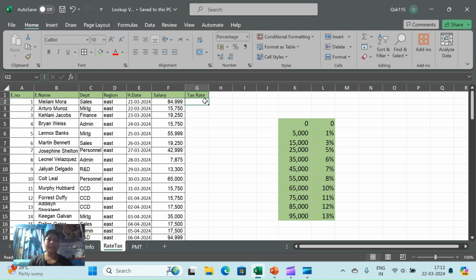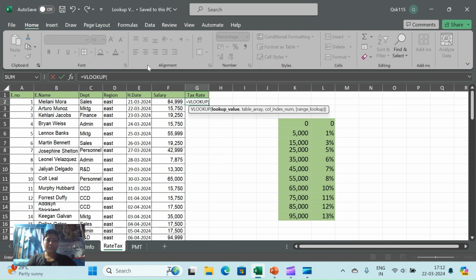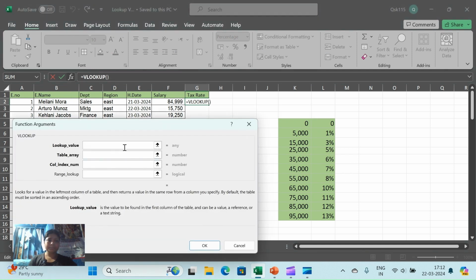Okay, so let's understand how we'll get the answer. We will find our tax rate with the help of VLOOKUP. All right, so let's apply the formula, which is equals VLOOKUP. Open your insert function, click here. Lookup value would be our salary, because we are finding the rate of tax on the basis of salary, right? Lookup value would be salary.